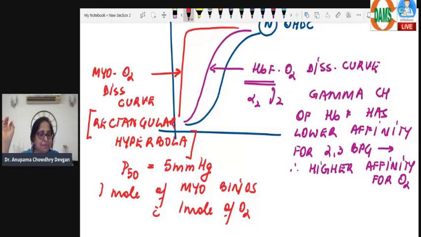Do you see this? The oxygen hemoglobin dissociation curve is a sigmoid shaped curve, with positive cooperativity. The HbF curve is to the left of the oxygen hemoglobin dissociation curve because of the gamma chain. The myoglobin oxygen dissociation curve is an extreme shift to the left because of very, very high affinity.